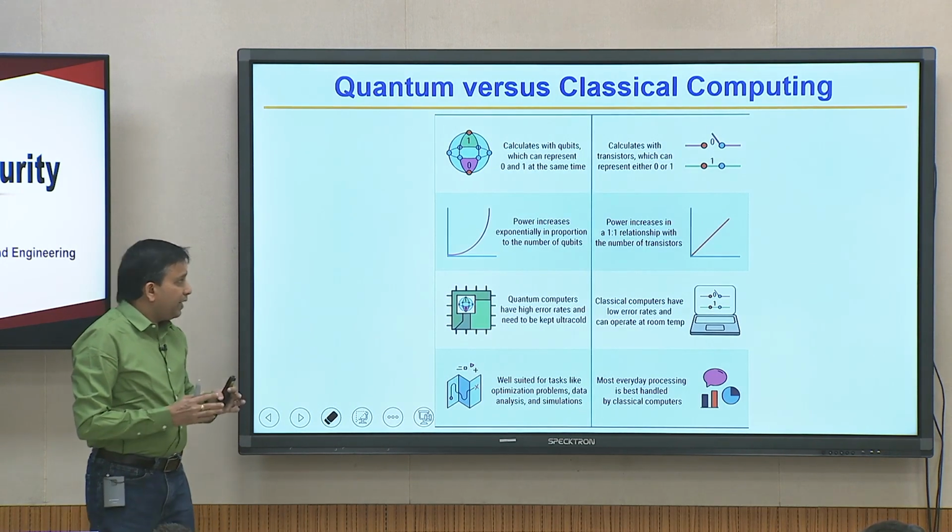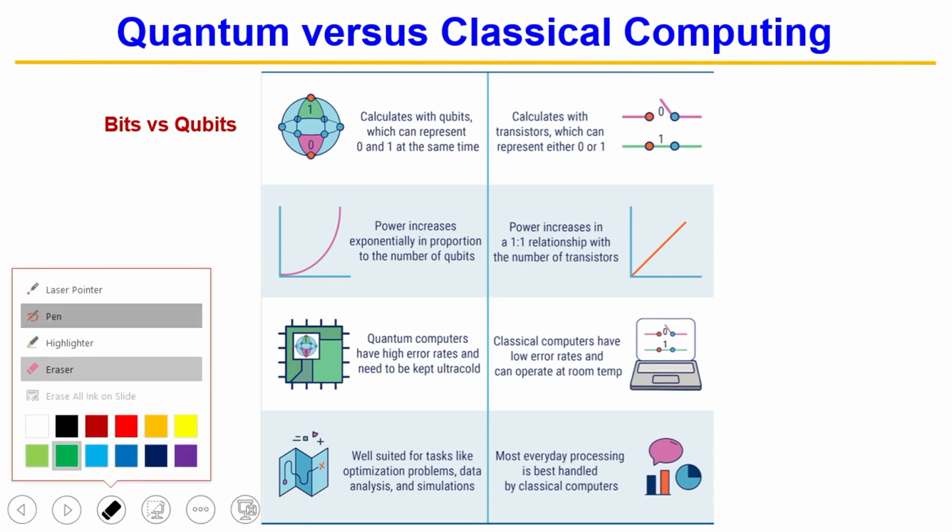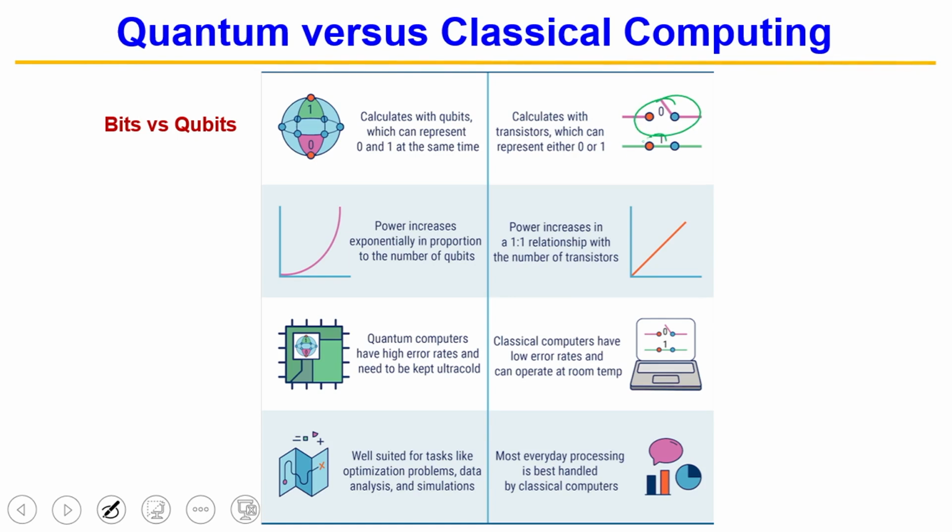So, head-to-head comparison. Today in the classical domain, it is either on or switched off, so that is basically your 0 and 1. In the quantum domain, they are 0 and 1 at the same time. Remember Schrodinger's cat analogy? Same time.